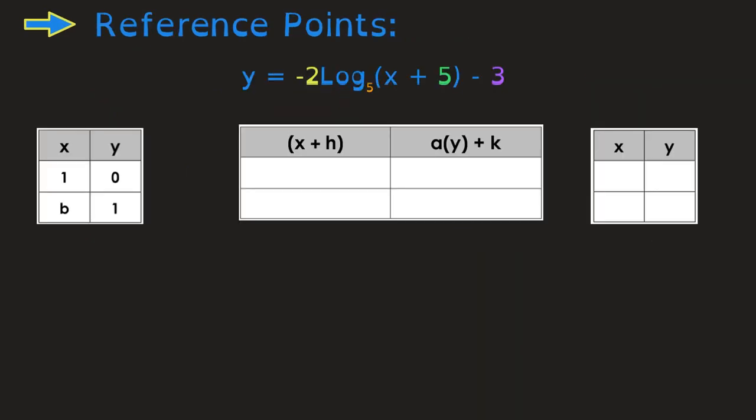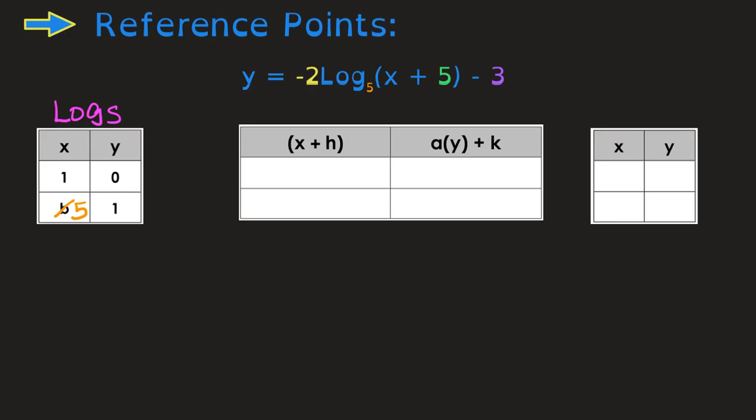Okay, so let's talk about reference points. We're going to talk in our first table, this would be for our logs, the reference points that we can start with for the parent function. Just remember that the b is going to be the value of your base. Looking at our function or our equation up above, the b will be, we're going to use 5 as our base.